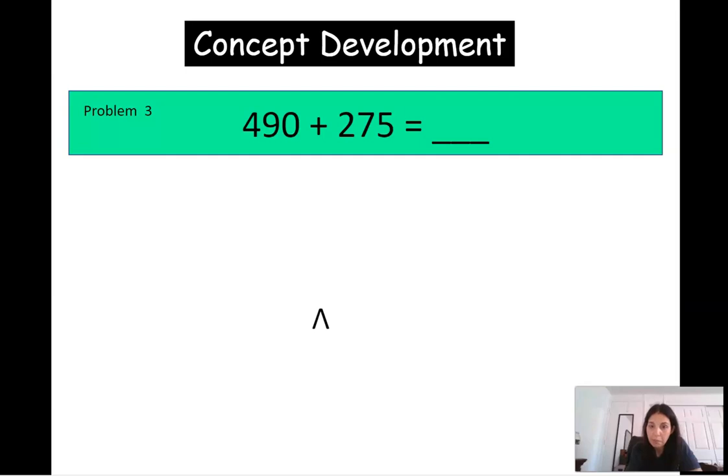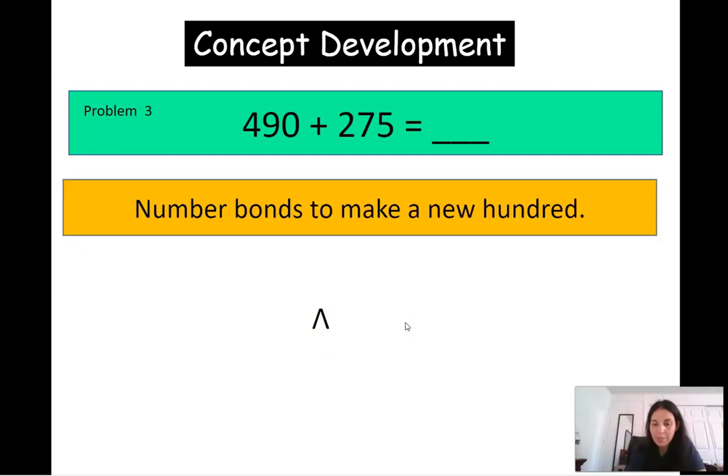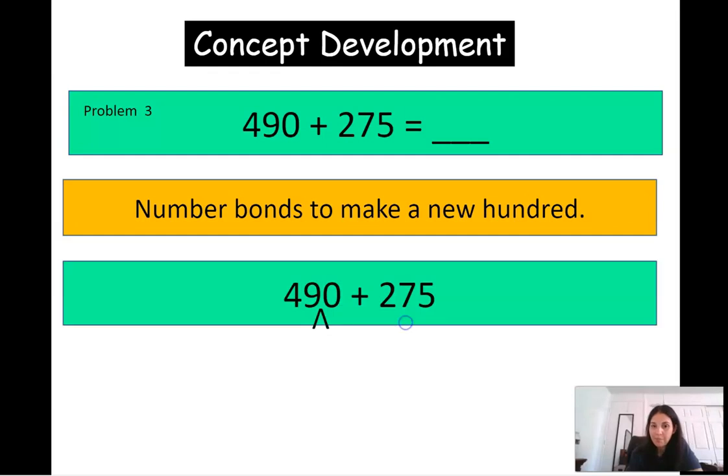Here's a new problem. 490 plus 275. I want you to think about what strategy you could use to solve this problem. We already have this little caret mark here, which shows us we're going to use our number bond strategy to make a new 100. So we want to break this up, not closest, but we're going to bring it to its next 100.